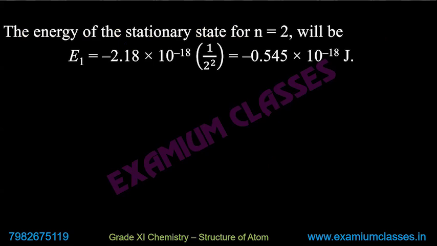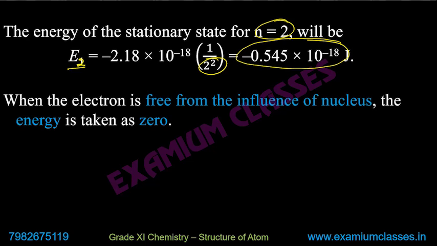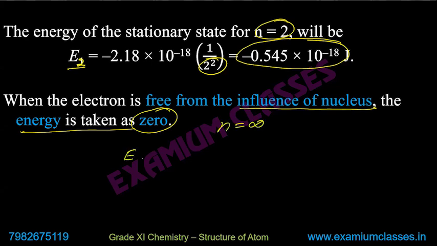So for n equals to 2, second energy state, energy will be E2, not E1, minus RH 1 by 2 square. So this much will be the energy of electron in second orbit. When the electron is free from the influence of nucleus, the energy is taken as 0, means at n equals to infinity, or you say E infinity is 0. Why? Because infinity will be outside the atom. It is minus RH 1 by infinity square, which will be 0.